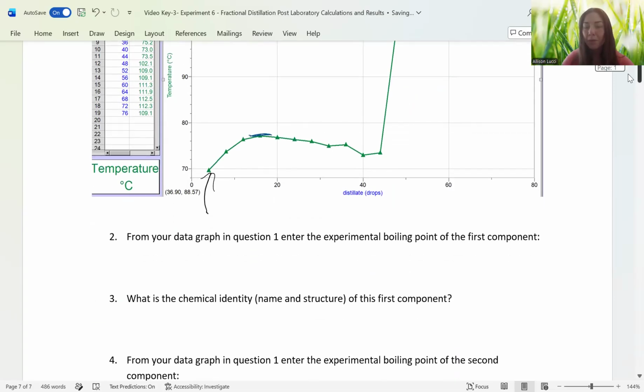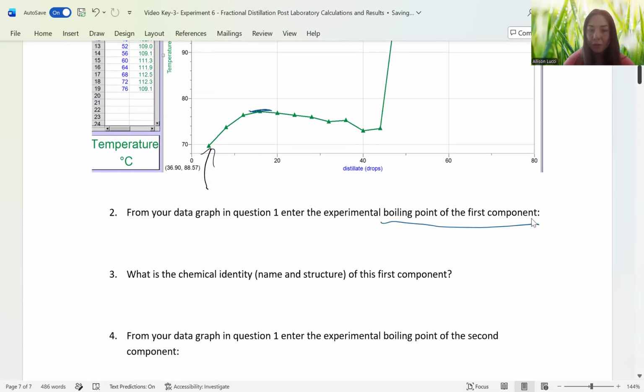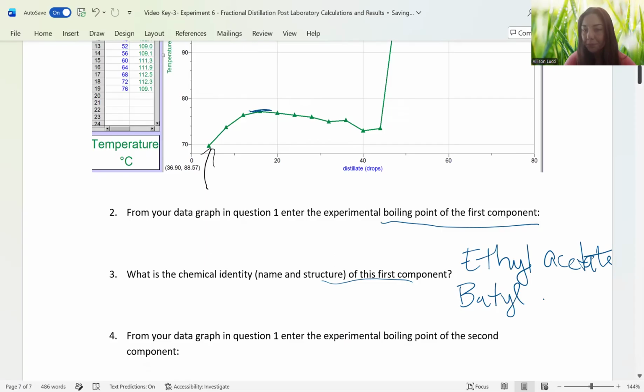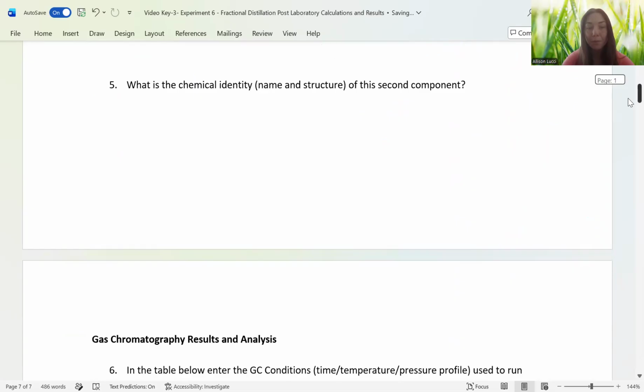So when I'm referencing these questions, component 1 and 2, that's going to be question 2. Tell me what the identity is of this first component. Remember, we have 2 options. We have ethyl acetate, and then we have butyl acetate. Those can be either component 1 or 2. You have to make an educated decision as to which would be referenced as component 1 and 2 based on their boiling points. Those questions will come from that graph there.